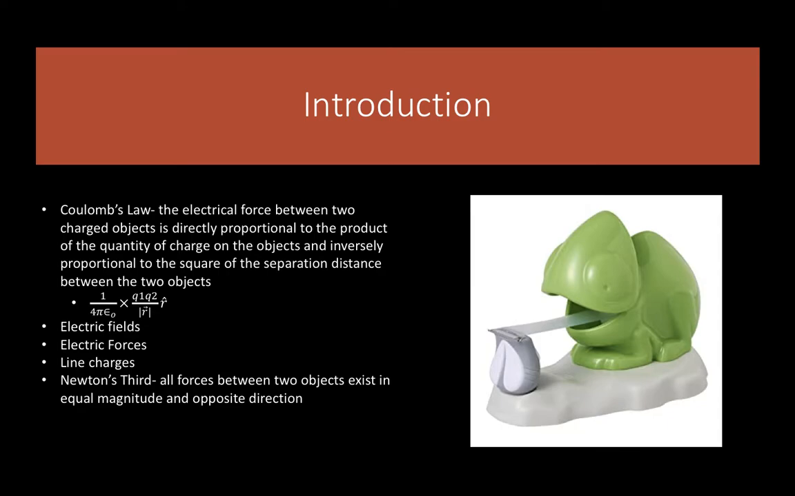And here's the formula for Coulomb's law underneath our definition here, and that's 1 over 4 pi epsilon naught times q1 q2 over the magnitude of the vector r times r hat. So 1 over 4 pi epsilon naught is also equal to 9 times 10 to the ninth, and q1 and q2 are just our charges.